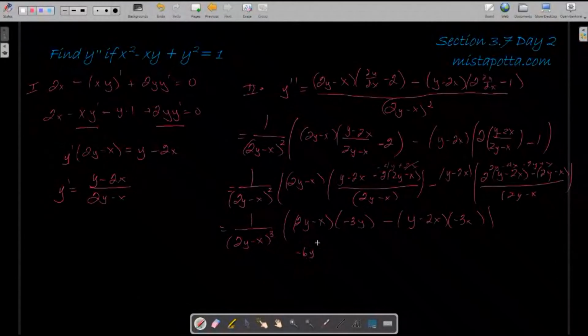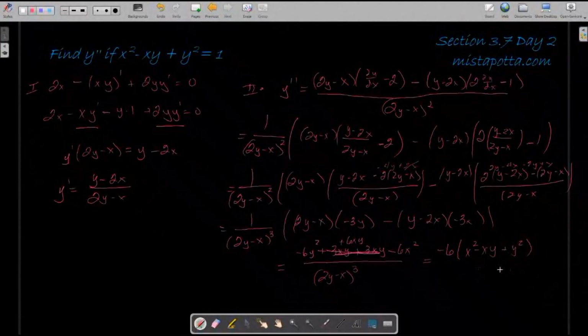So when I distribute, I'm going to have 2y times negative 3y, which is negative 6y squared. I have negative x times negative 3y, which would be positive 3xy. I'm going to have negative y times negative 3x, which is going to be a positive 3xy. And then I'm going to have negative times negative times negative, which is going to be negative 6x squared, over this denominator of 2y minus x cubed. And of course, I see that this 3xy and this 3xy is really going to be a positive 6xy. And I see that I can factor a negative 6 out. So when I factor a negative 6 out, I end up with a positive x squared, that's this term, minus xy, plus y squared, that's this term, all over 2y minus x cubed.